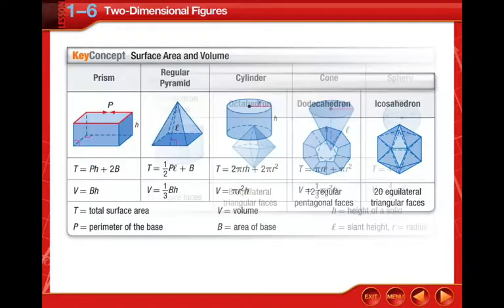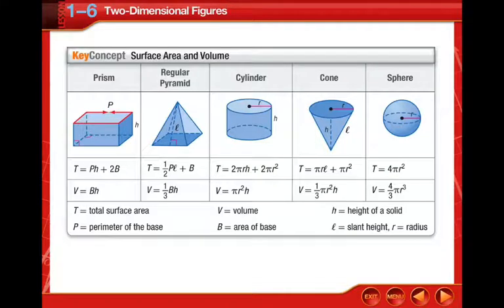That's okay. So here's how to find area, surface area specifically, and volume of all of these figures. Anywhere you see a P, that's talking about the perimeter of the base. Anywhere you see a T, that's talking about total surface area. V is volume. B is area of the base, and that is specifically a capital B. H is the height of the solid. L is a slant height, and that only occurs on pyramids and cones. And then R is radius, of course.